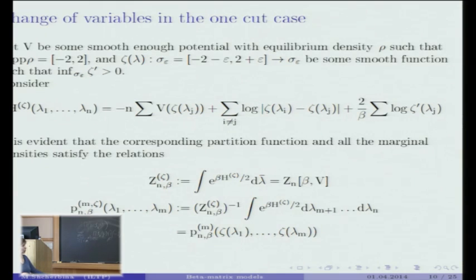And 2 over beta is here because, when I construct the Gibbs measure, I multiply by beta over 2, so 2 over beta just gives 1 after multiplication by beta over 2. And it is evident, of course, that if you consider the partition function, just the integral, you obtain the same. And if you consider the correlation function, you obtain the correlation function, but at different points.